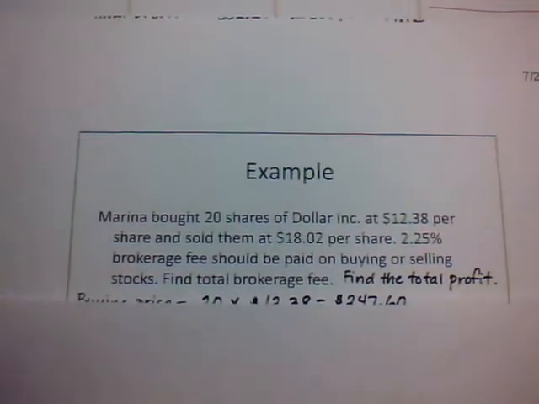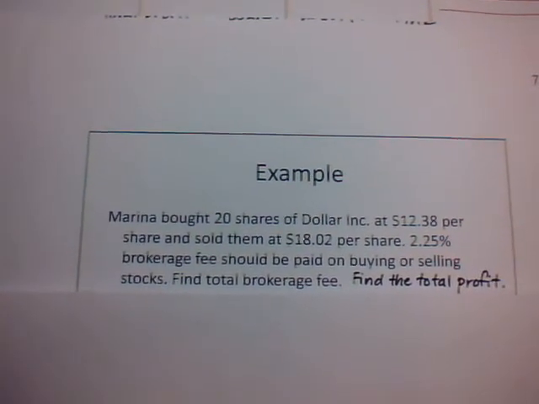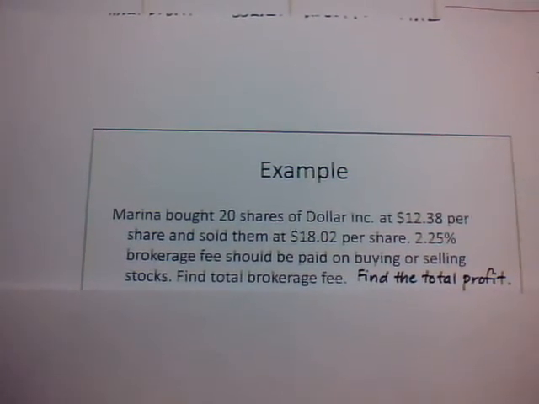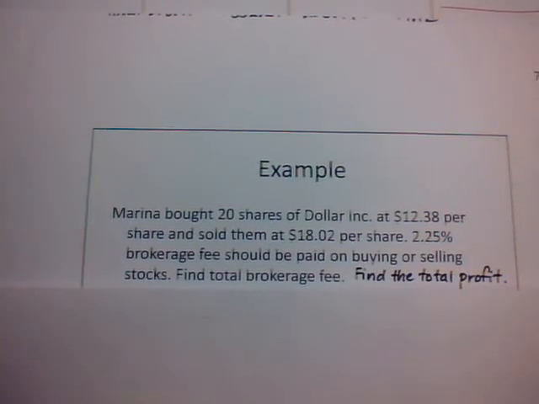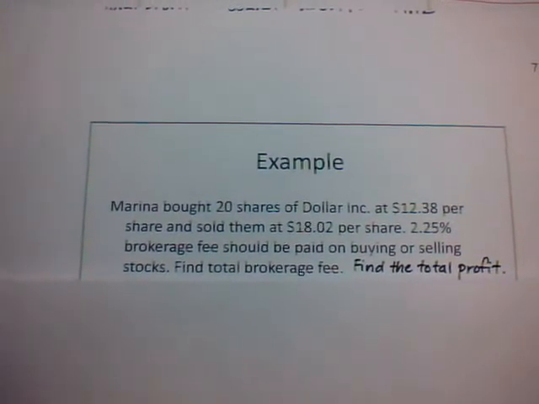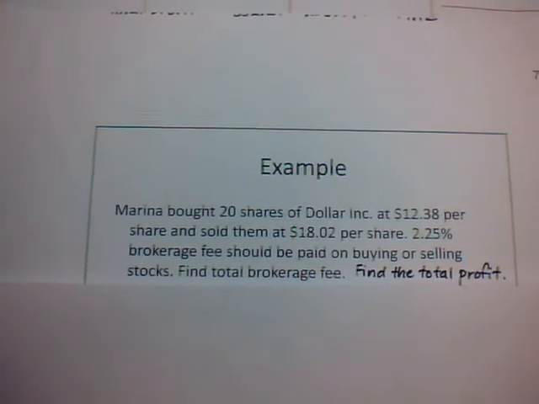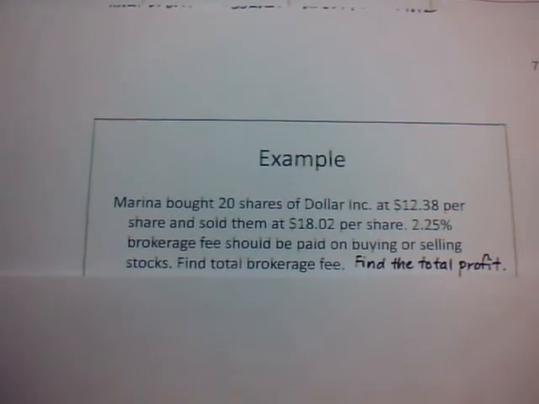Here, Marina bought 20 shares of Dollar Incorporated at $12.38 per share and sold them at $18.02 per share. A 2.25% brokerage fee should be paid on buying or selling the stocks. And here we want to find the total brokerage fee, and also we're going to find the total profit.